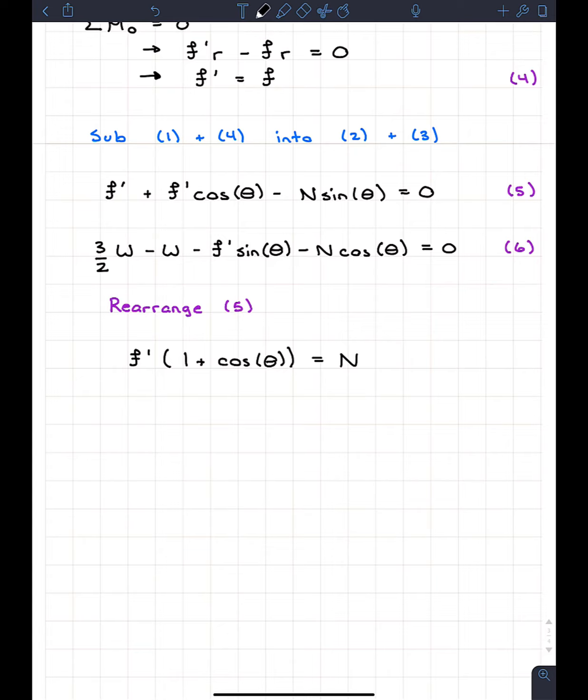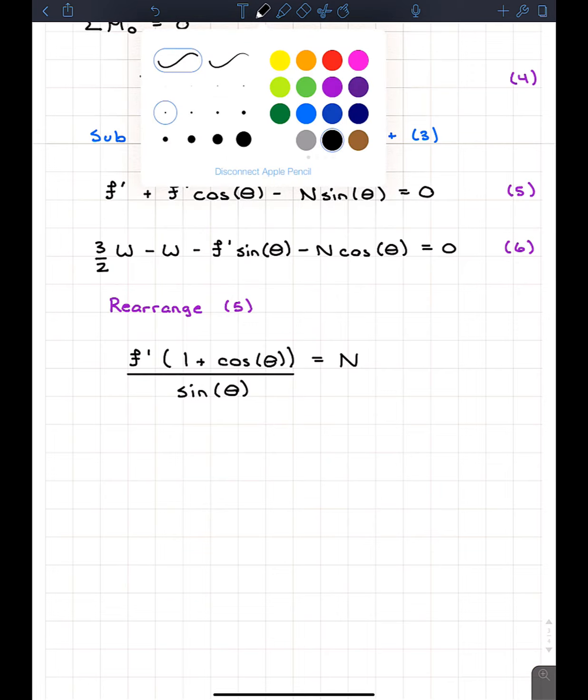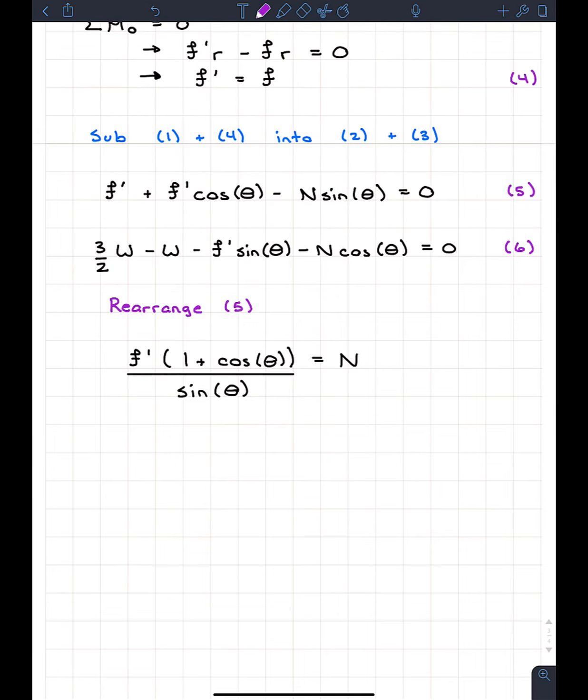But I want n just kind of by itself. So what I'm going to do is divide both sides by sine theta. So the sine theta on the other side is going to kind of go away. Oops, and this didn't work. So I'm going to put a sine theta on the bottom of this side. Because now I have a nice equation for n. And I'm going to call this right here number 7. So I'm going to take this nice thing I have, number 7, and I'm going to throw this into equation 6 and see what I get.